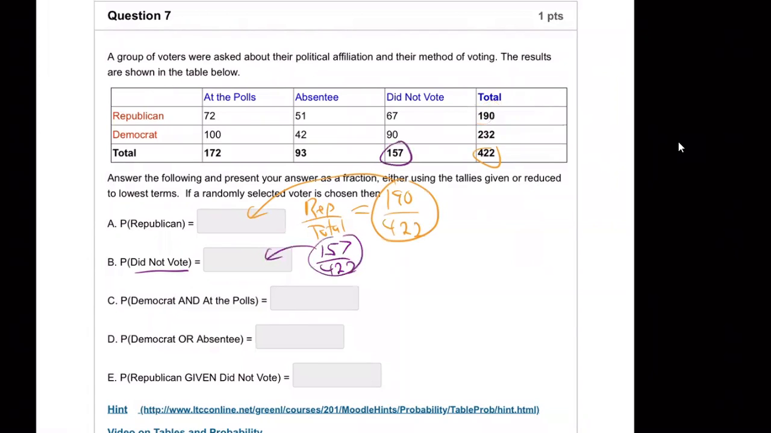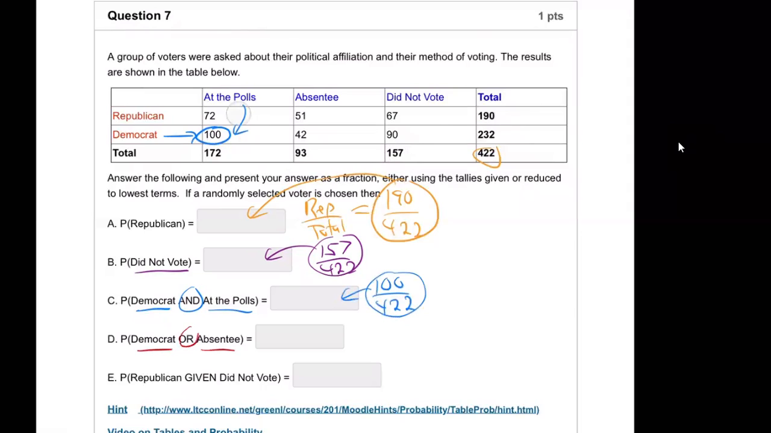Next one. Democrat and they voted at the polls. So that would be these 100. Out of all the people, how many are Democrats and they voted at the polls? These 100 only, instead of absentee or not voting. So that would be 100 over 422.